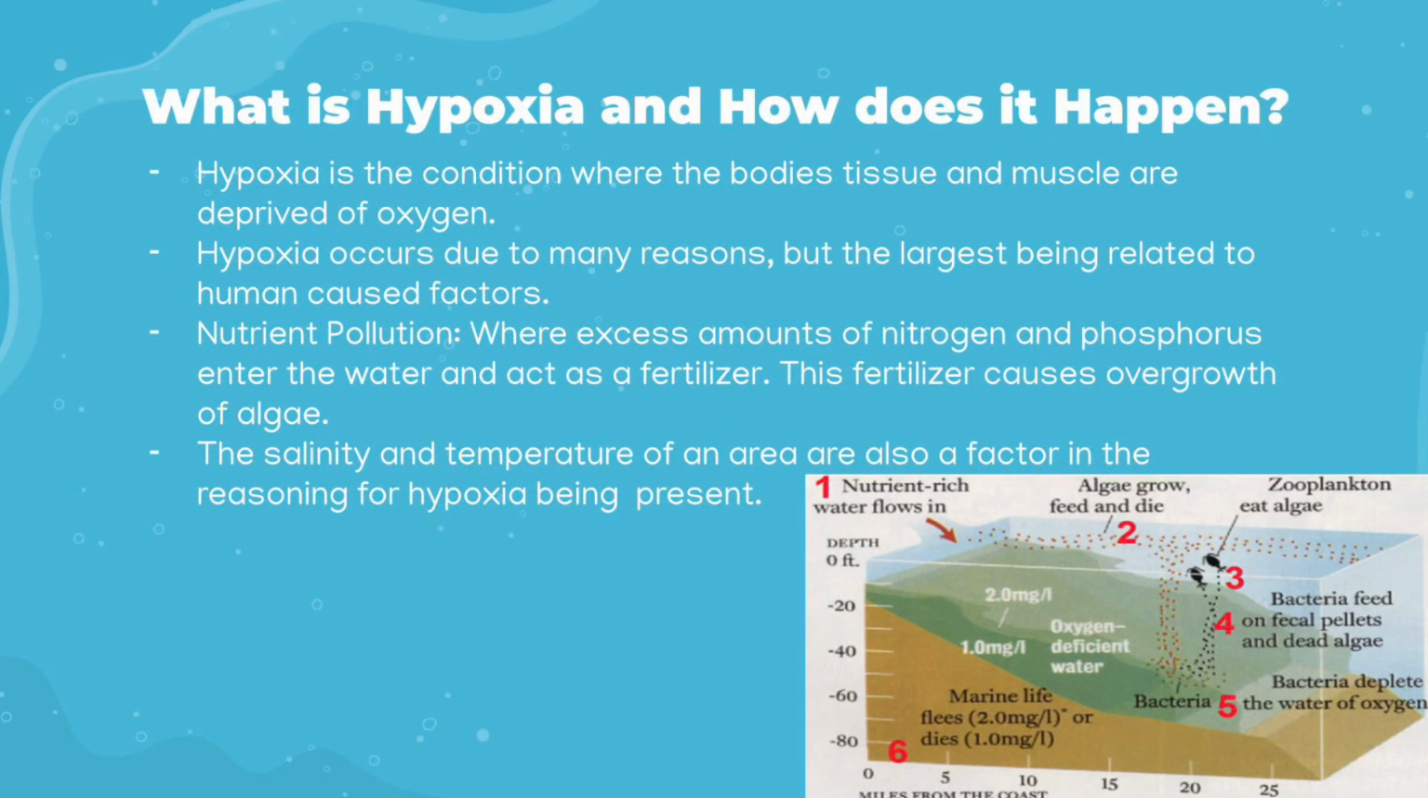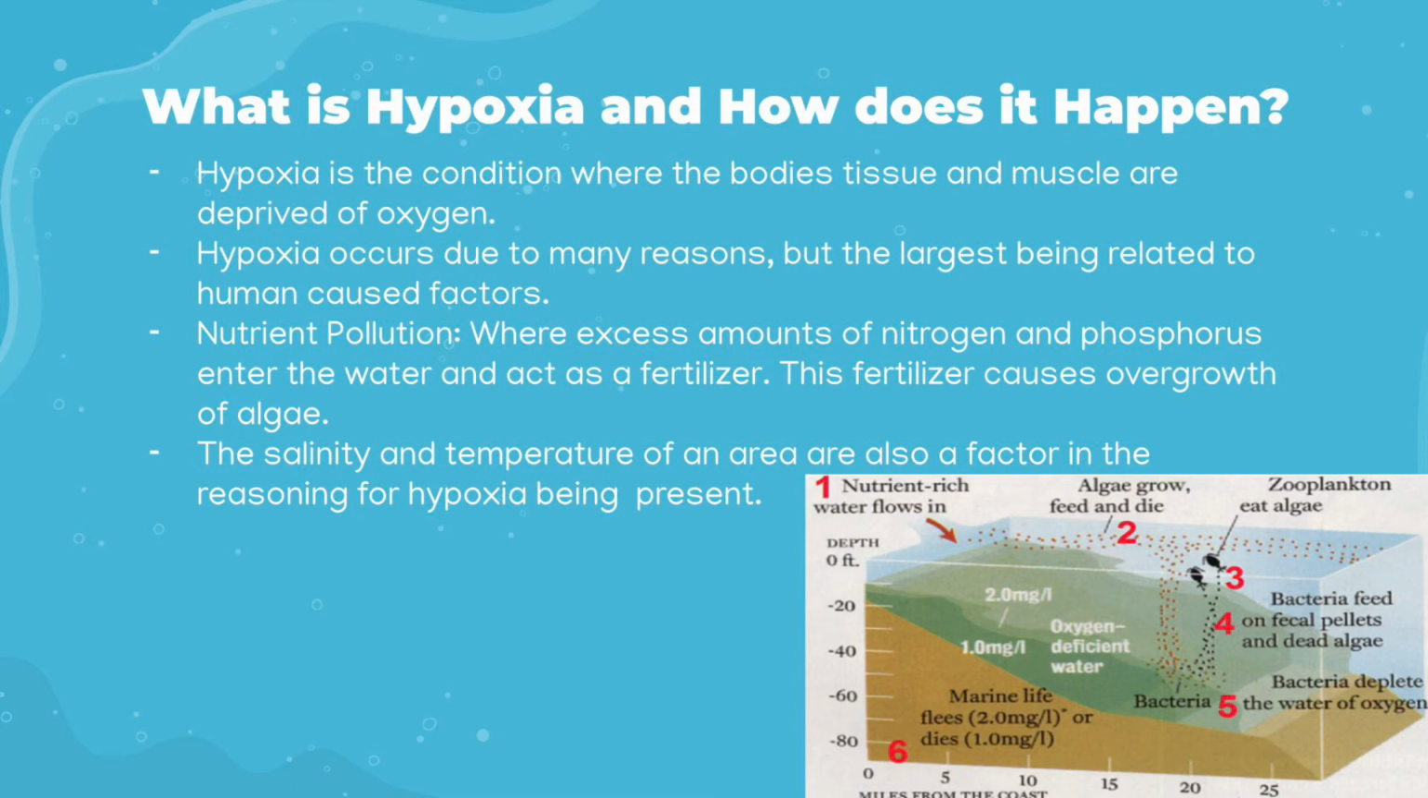What is hypoxia and how does it happen? Hypoxia is the condition where the body's tissue and muscle are deprived of oxygen. There are many factors that cause hypoxia in our water, yet nutrient pollution is the biggest factor. This pollution comes from different sources such as the weathering of rocks and soil, yet it is predominantly coming from areas where coastal living is increasing.